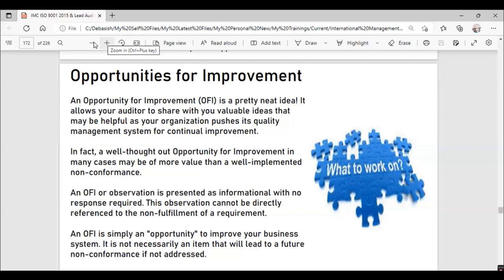This observation cannot be directly referenced to the non-fulfillment of a requirement. Requirement here means audit requirement. An opportunity for improvement is simply an opportunity to improve your business system. It is not necessarily an item that will lead to a future non-conformance if not addressed.